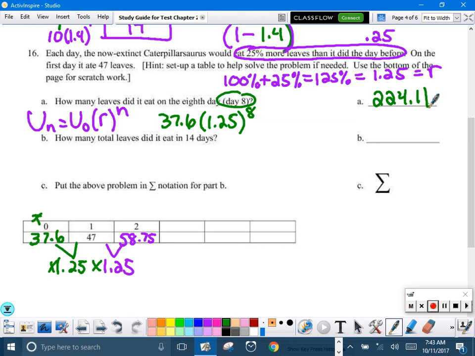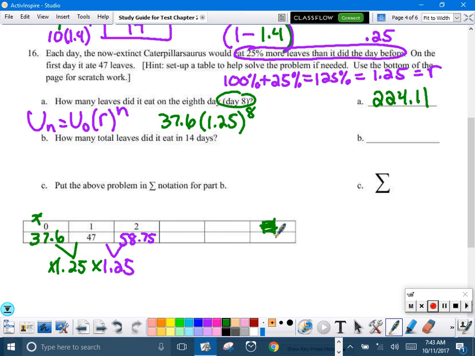How many total leaves did it eat in 14 days? Well, I'm going to go back down to the table and figure out what day 14 is. Okay, well, no, I don't have to figure out what day 14 is because this is geometric. So I only need to know how many leaves it ate on the first day.